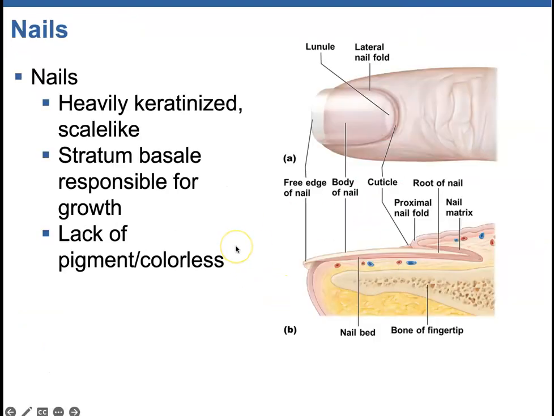Then our nails. I'm not going to say a whole lot about nails, but they're very thick, heavy keratin. And why they look different than hair, obviously, is because of the way that the DNA directs the folding of this protein; it's going to be a little bit thicker.